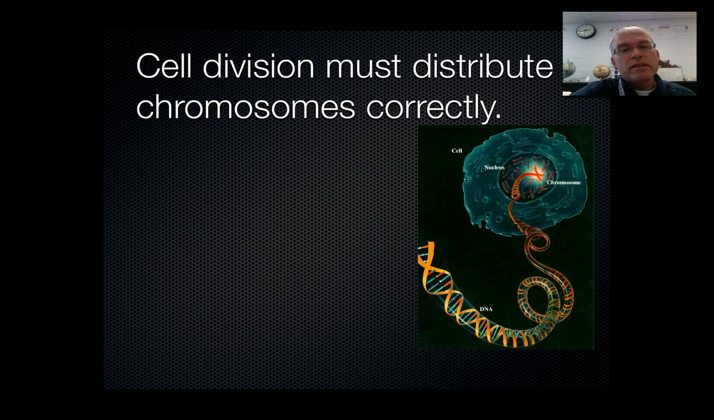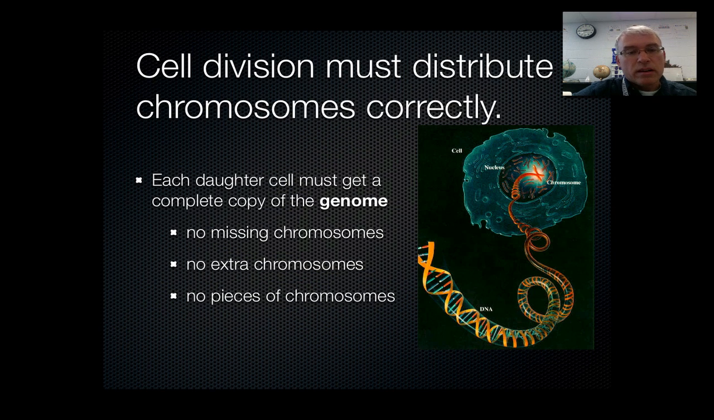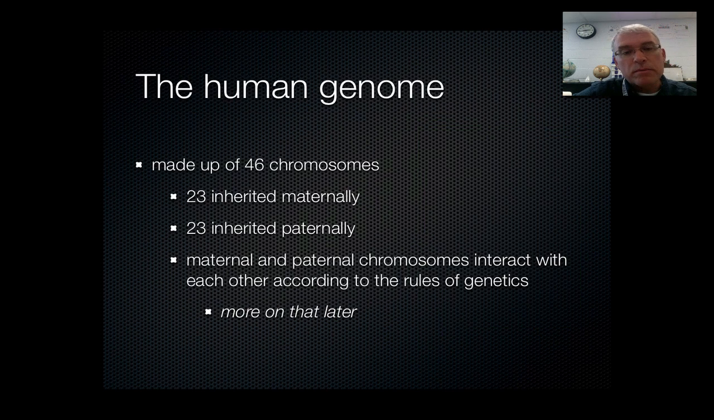Okay, now cell division, the basic job of cell division is to divide up chromosomes correctly, which means that each of the two cells that you get after a cell goes through cell division has a complete set of all the chromosomes that it needs to be normal. And this complete set is called the genome. The genome can't have any missing chromosomes, it can't have any extra chromosomes, and it can't have any pieces of chromosomes. Those three things can make a genome abnormal and cause problems.